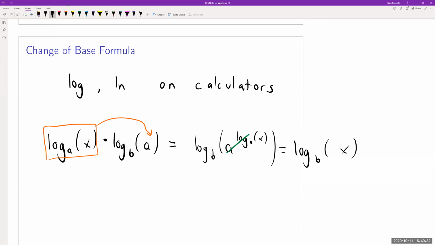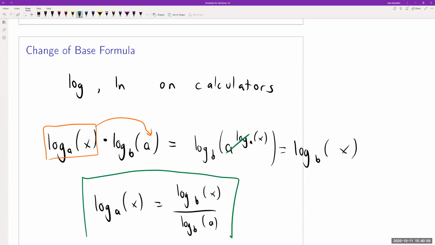Thus, I want log base a of x to be log base b of x divided by log base b of a. This is the change of base formula, and we will use it when we need to take a log of one base and rewrite it in terms of log of another base.